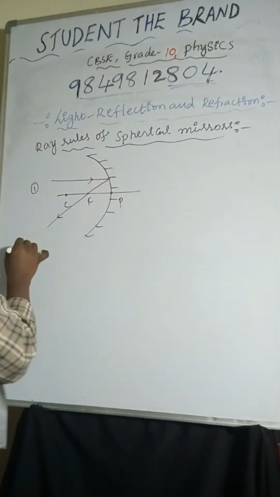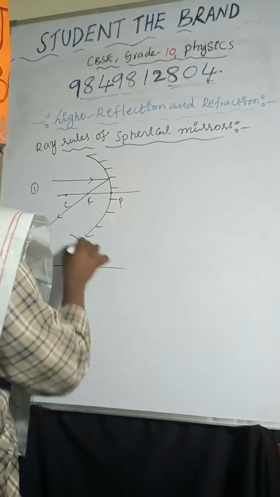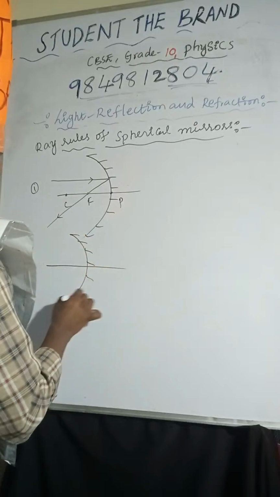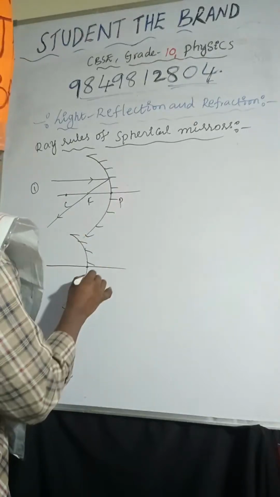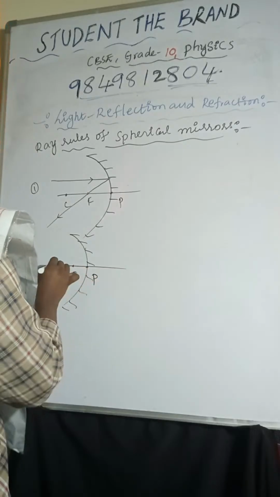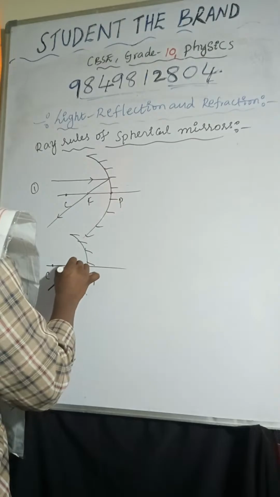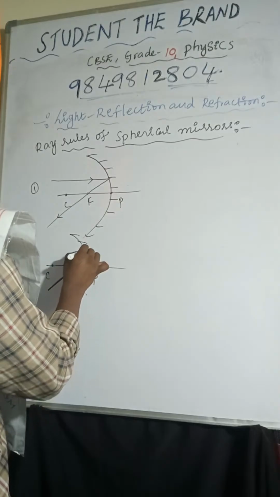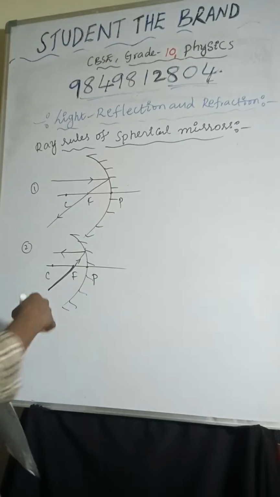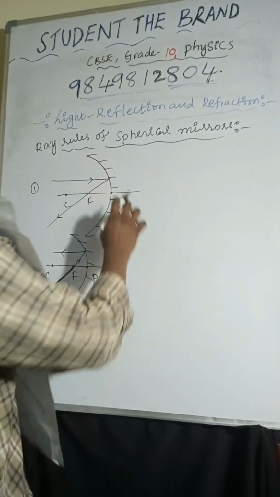Coming to the second one: a light ray passing through the focus, after reflection, moves towards infinity. Here we have the pole, focus and center of curvature. So this is the second one.